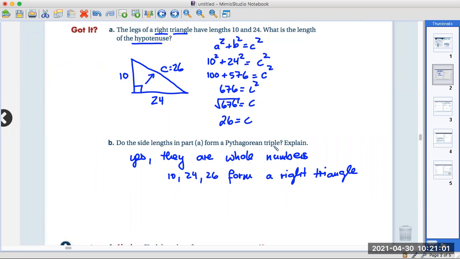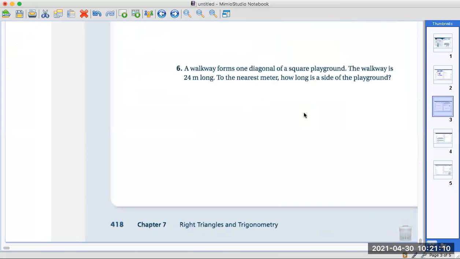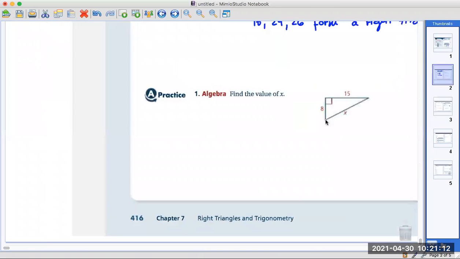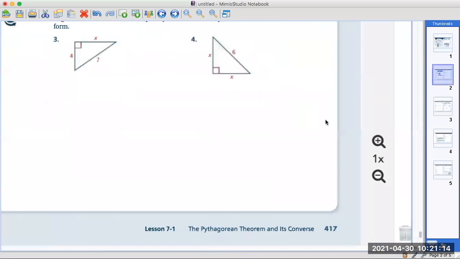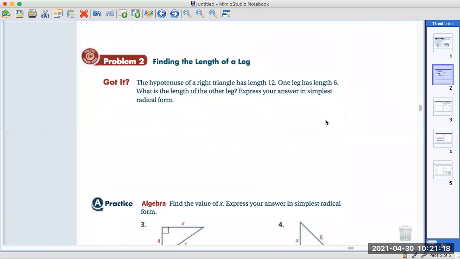Then let's go to page 417, which is this one. So we're finding the length of a leg. So the legs are either A or B.